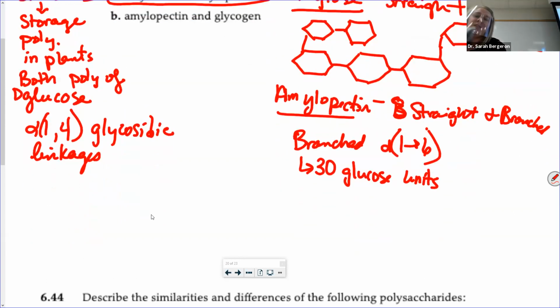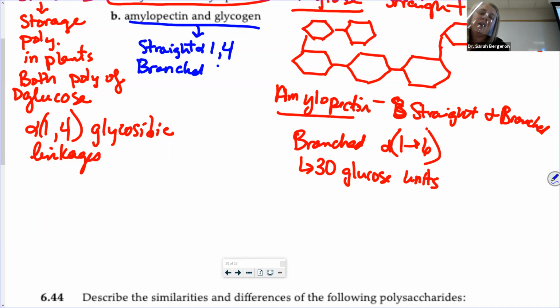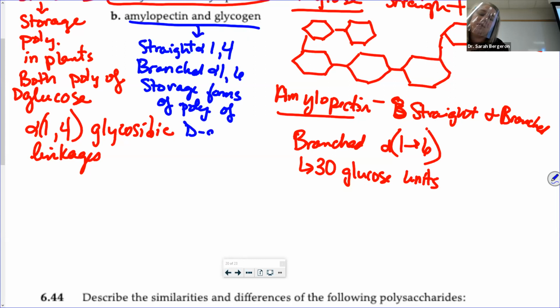Okay. Oh my goodness, I got to fit this whole thing in here for amylopectin and glycogen. All right, so let's do both things. Amylopectin and glycogen are very, very similar. They do the straight alpha 1,4 linkages. They do the branched alpha 1,6 linkages. They're both storage forms, right? Forms of polysaccharides of D-glucose.